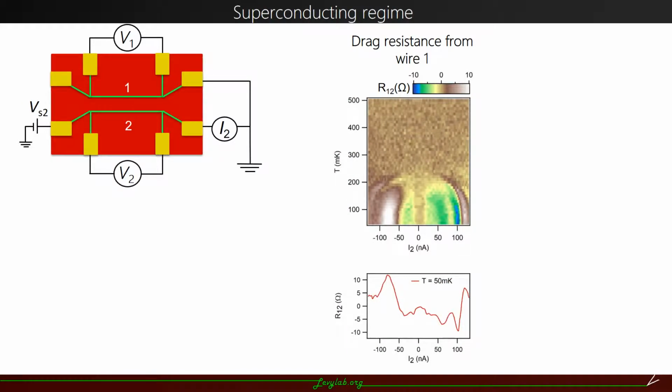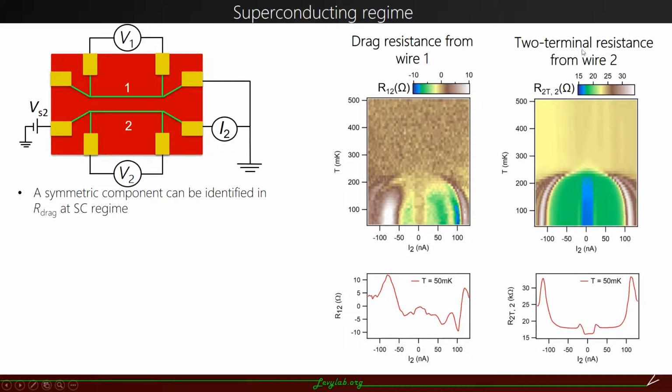We also explore the superconducting regime where temperature is smaller than 200 millikelvin and the magnetic field is smaller than 0.2 Tesla. And different from the high magnetic field regime where drag resistance is anti-symmetric with sourcing current, we can see the drag resistance in the superconducting regime is asymmetric. Therefore, we can identify a symmetric component in drag resistance at the superconducting regime. We find that this symmetric component of drag resistance is related to a superconducting normal transition in the sourcing wire.